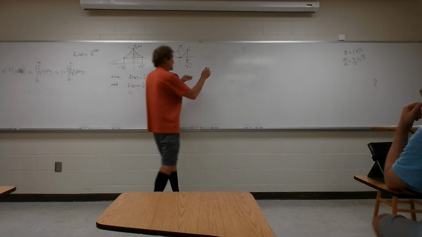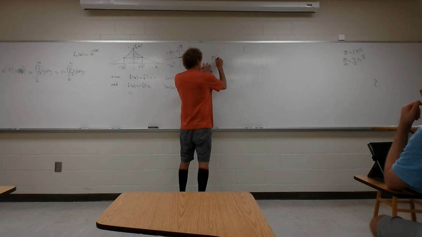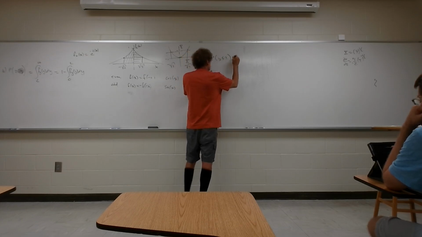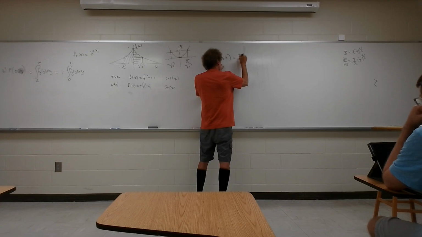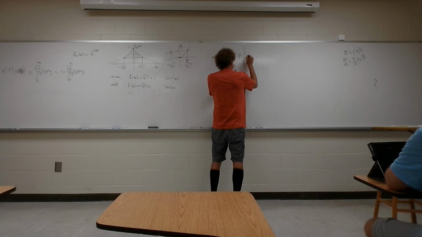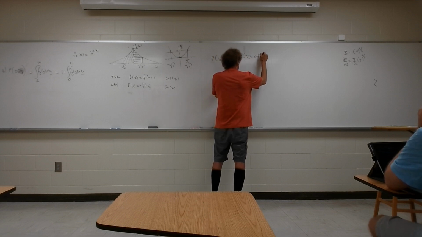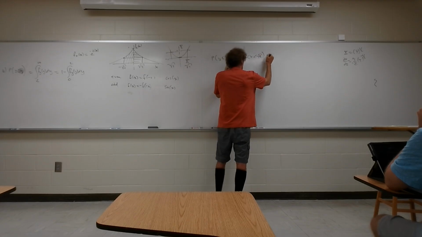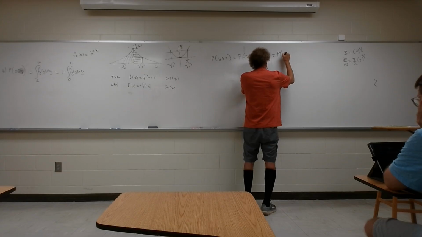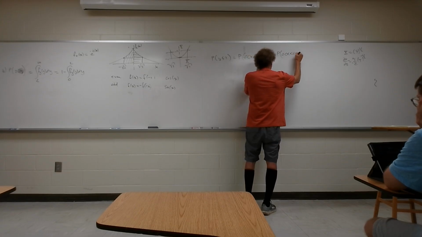So now I'm going to say that the probability of y being less than or equal to 2 is the same thing as the probability of x being greater than minus the square root of 2 and less than plus the square root of 2. And really, that's 2 times the probability of x being greater than 0 and less than square root of 2.